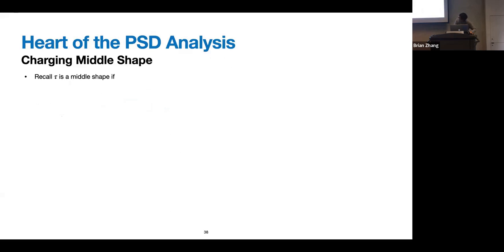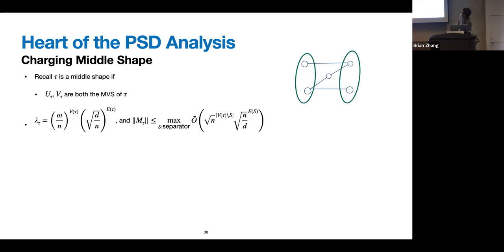Now I want to tell you a little bit about the heart of our PSD analysis, in which we want to show the middle matrix Q is PSD. Let's recall that tau is a middle shape if U tau and V tau are both minimum vertex separators. For example, the Z-shaped graph is a middle shape. You can take these two vertices to be the minimum vertex separator, and the other two is also a minimum vertex separator. And it appears in our moment matrix with coefficient omega over n to the v tau, root d over n to the number of edges.